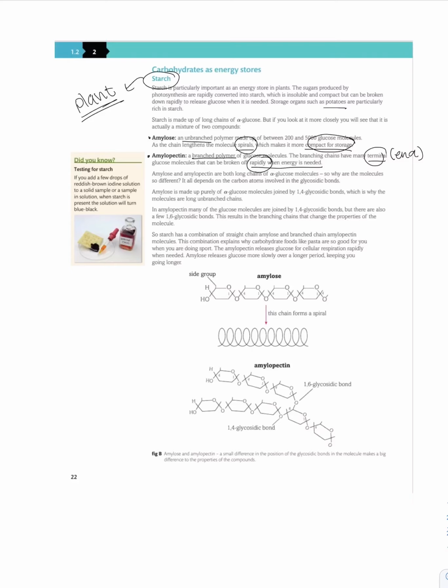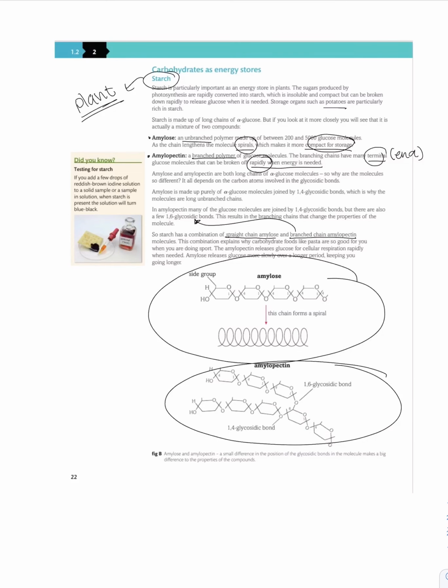So starch has a combination of straight chain amylose and branched chain amylopectin. So amylose is straight, amylopectin is branched, and we saw that was the result of also 1,6 glycosidic bonds. This combination explains why carbohydrate foods like pasta are so good for you when you are doing sport. The amylopectin releases glucose for cellular respiration rapidly when needed, and amylose releases glucose more slowly over a longer period, keeping you going longer. Showing you that amylose forms spirals, and here it is showing you that amylopectin is branched.